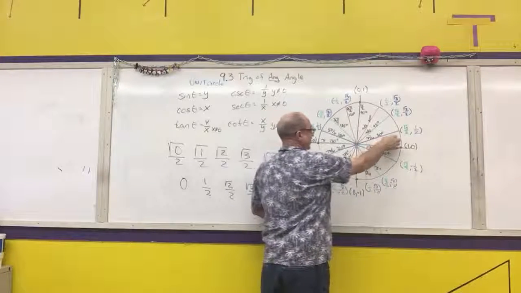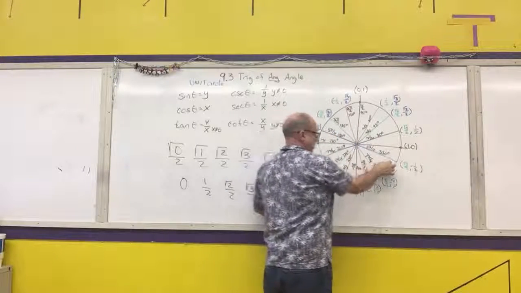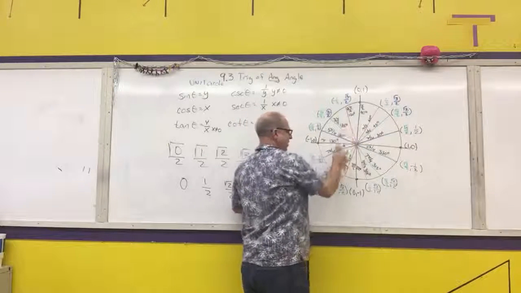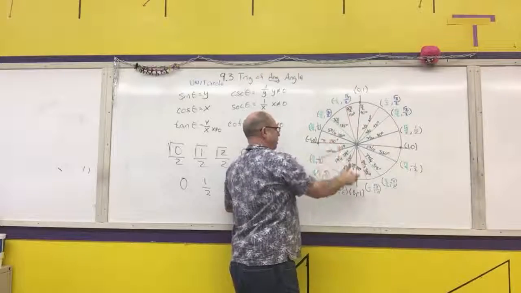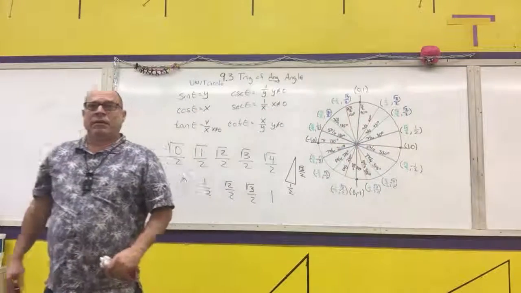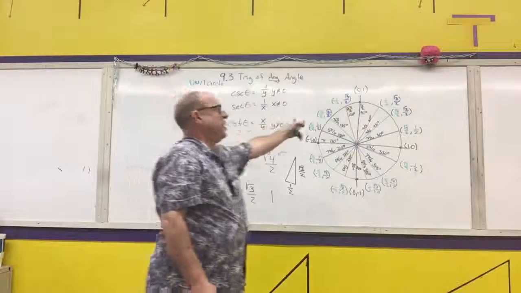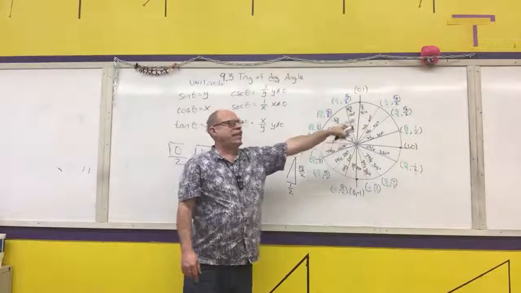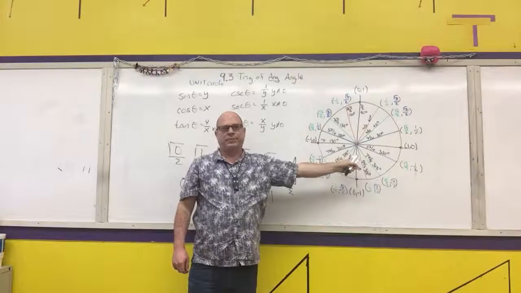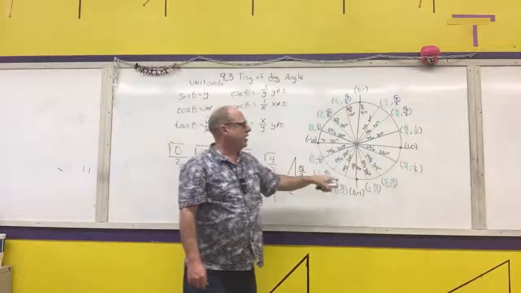Same thing with the pi sixth angles. They're all the same numbers with the exception of the sign and sine. Same thing with the pi fourth angles and the quadrantal angles. So I expect these to be memorized. You will have to complete the unit circle the day before your end of chapter test, and that will be part of your test grade. So you need to be able to use this.